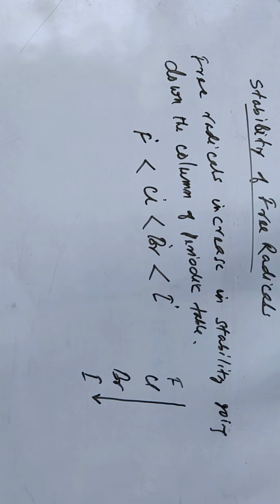Okay. So there are three factors to destabilize the radical. The first one is increased S character, and the second one is electronegativity: with an increase in electronegativity, the stability of the radical decreases. And the third one is that radicals increase in stability when going down the column of a periodic table. Okay, so this is the third one. So this is about the radicals.